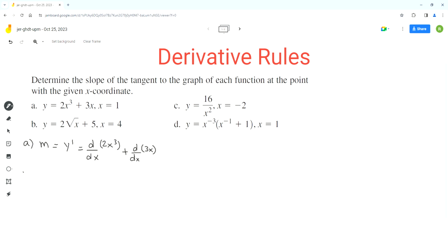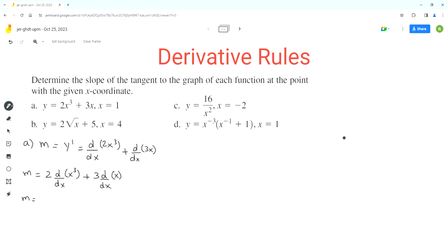Now in the next step, we can simplify the terms. For the first term, we can use the constant product rule. So we can move the 2 out and write it as d over dx of x cubed plus, and in the second term, we can again use the constant product rule and move the 3 to the front, and it becomes d over dx of x.